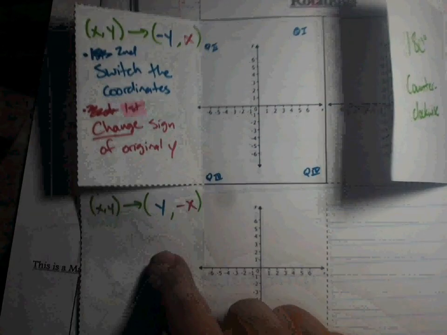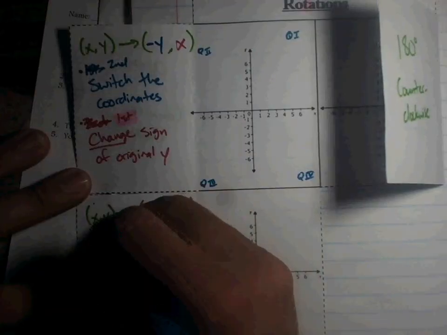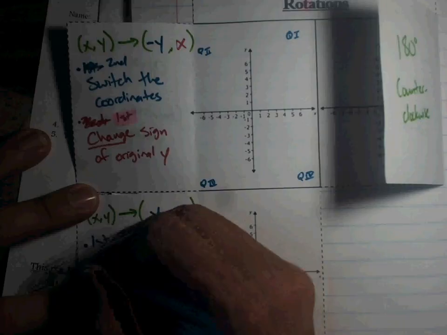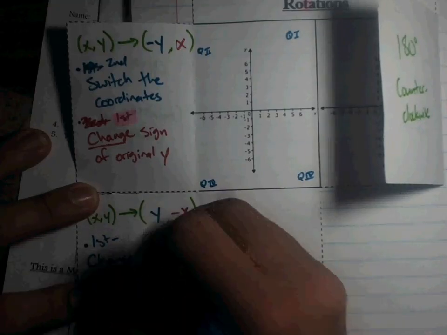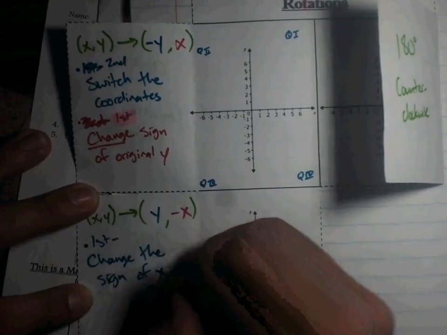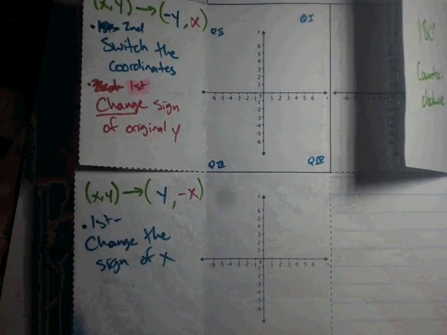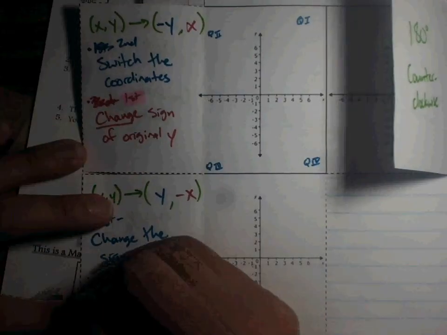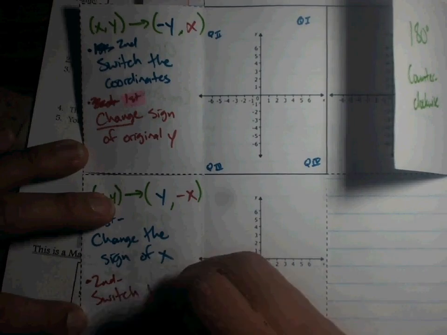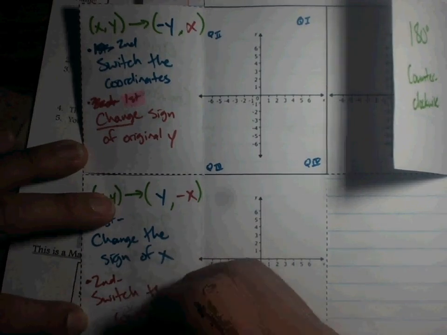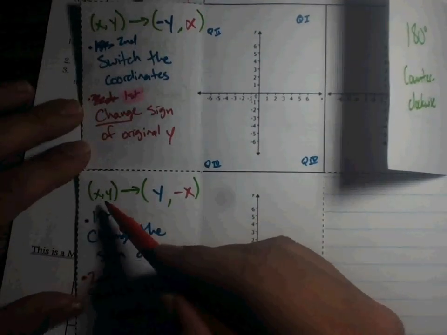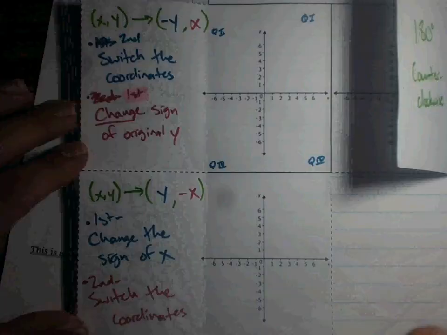So first is change the sign of x, right? So again, the x has changed different signs. And then second is switch the coordinates. It makes things a lot easier, right? So your original x, if it's a positive, change it to a negative, and then flip the coordinates. That's what that means. All right, so again, just a mistake.